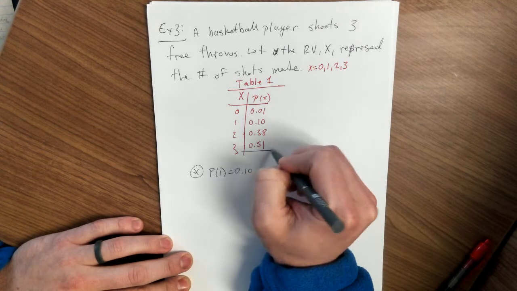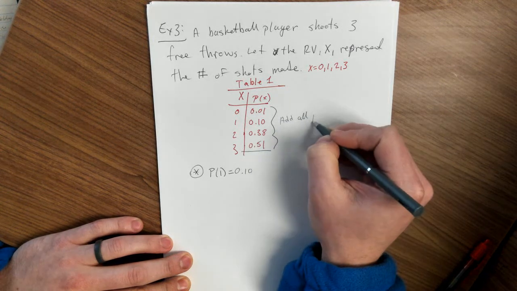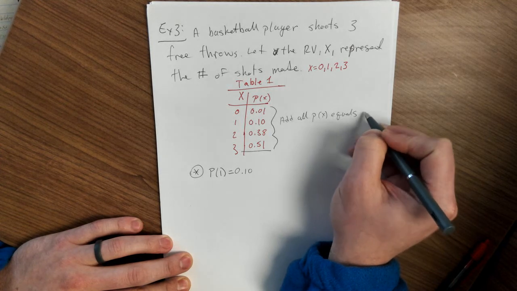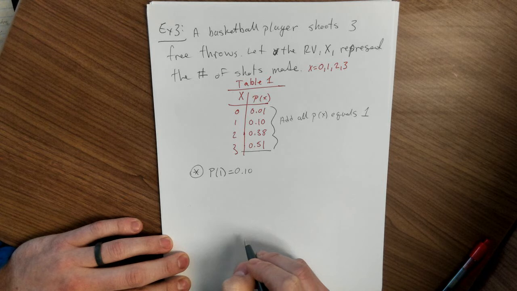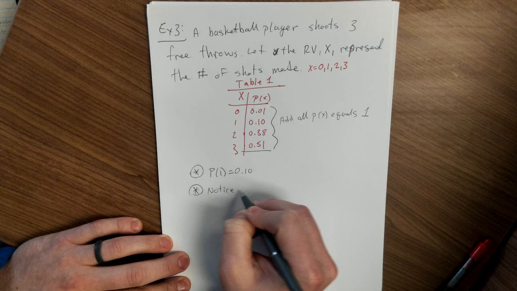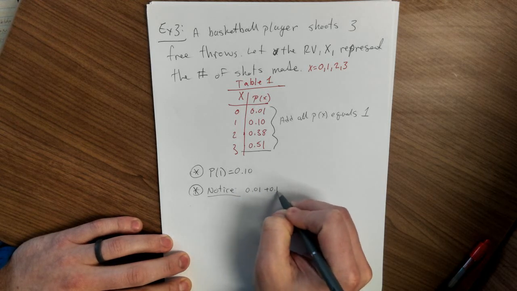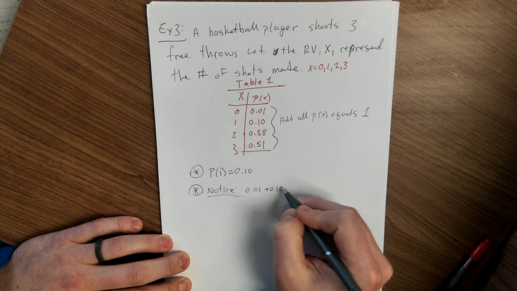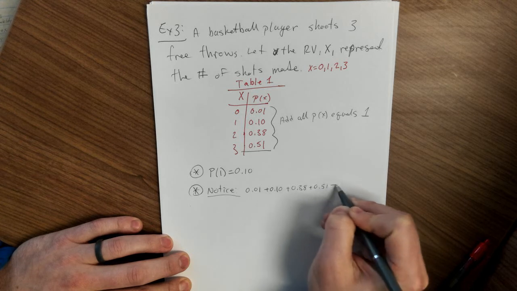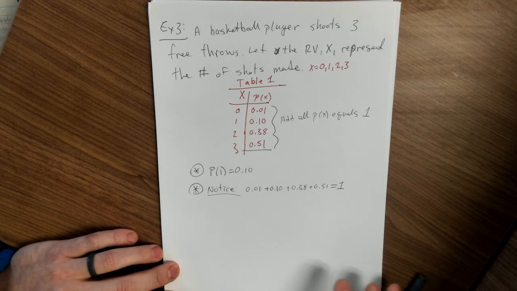And also notice here, if we add all P of x's, it equals 1. So that's another thing here. Notice 0.01 plus 0.1 plus 0.38 plus 0.51 is equal to 1. And this leads us into the rules of probability distributions.